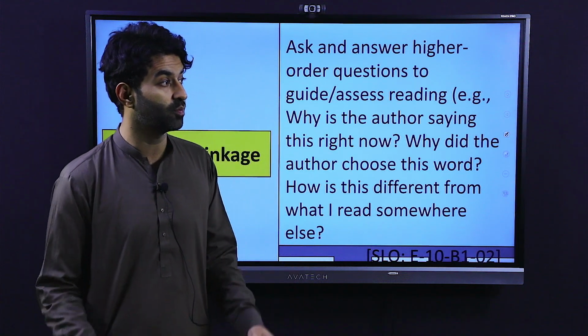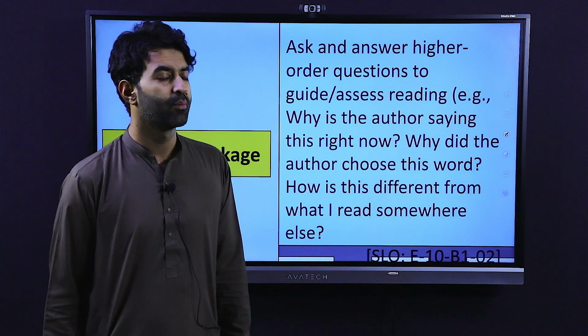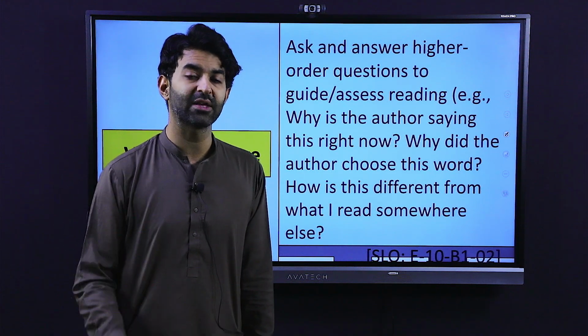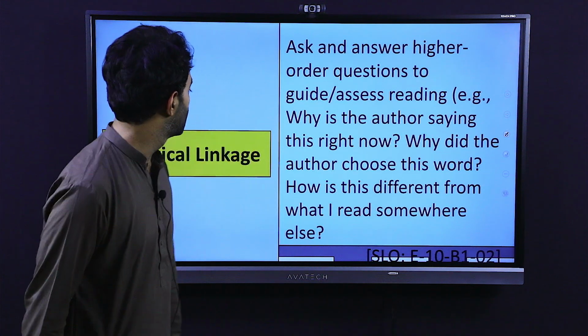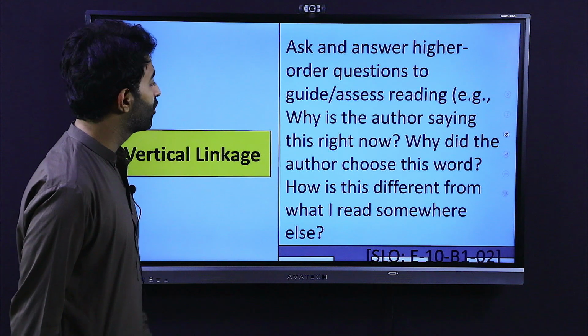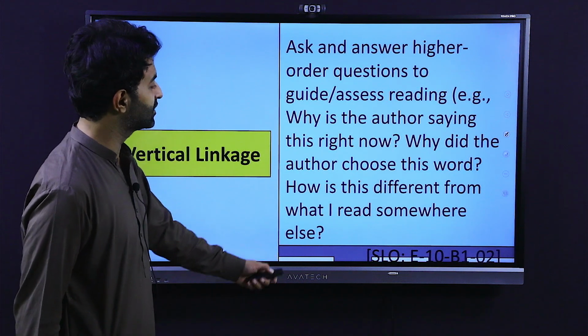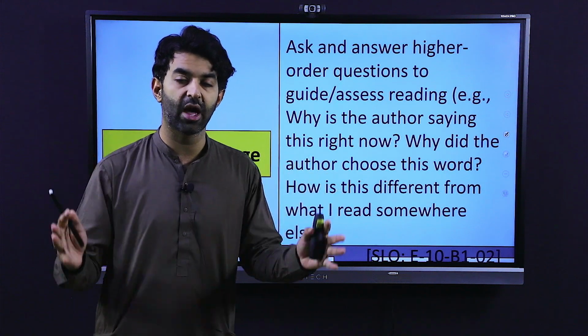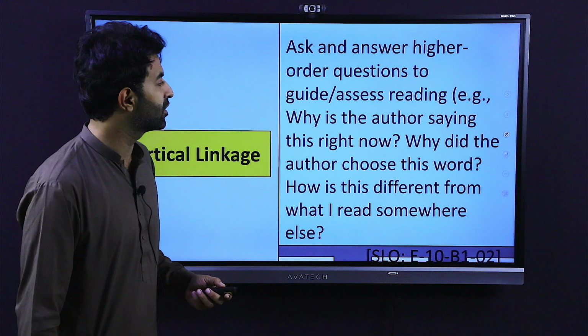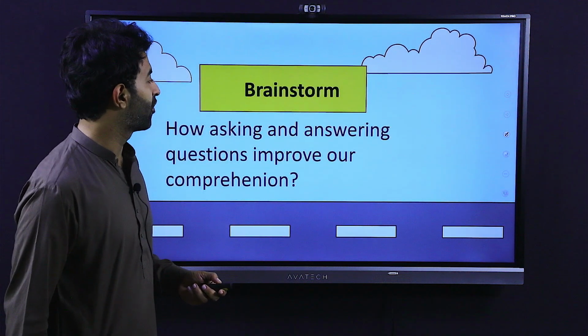I want you to be very much attentive for this because we are going to see some passages, and right after that, we are going to solve some questions. Now, here's your vertical linkage. This links this SLO with the previous grade students' learning outcome so that you have a very good idea about the continuity of the learning outcome and you can perform better.